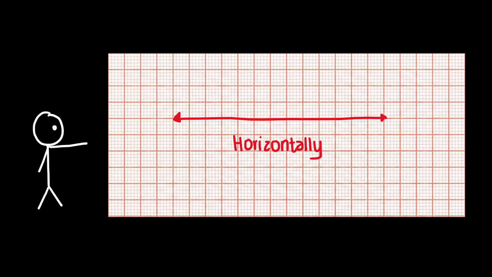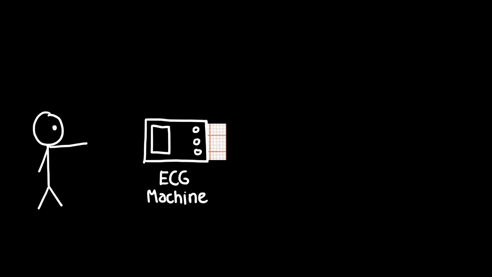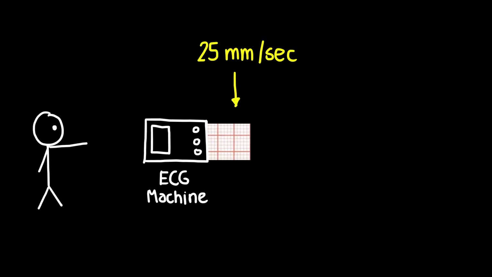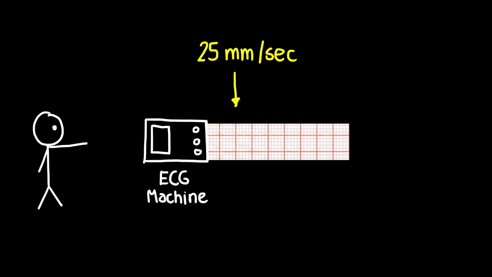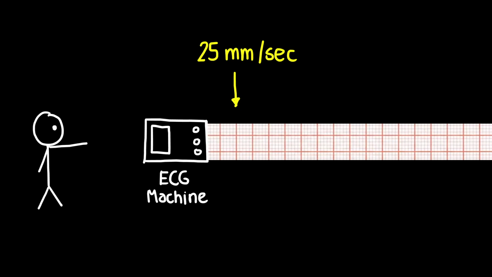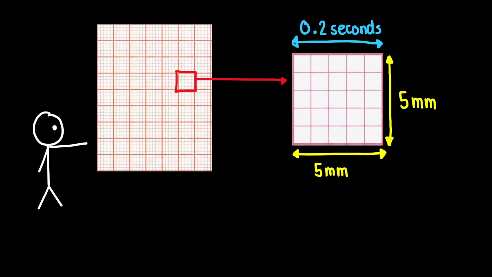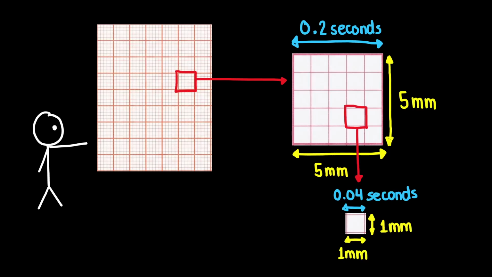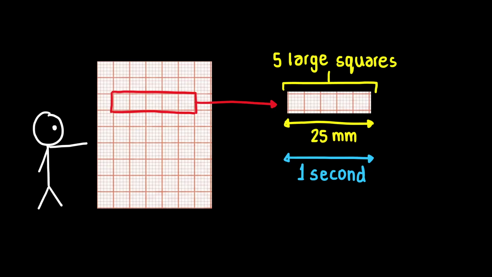Let's first read the paper horizontally. The ECG paper doesn't sit still inside the ECG machine. It moves. It rolls under the stylus at a fixed speed. The standard speed is 25 millimeters per second, which means that every millimeter of paper that passes represents a fixed amount of time. So, one large square equals 0.2 seconds. And one small square equals 0.04 seconds. And this is only measured horizontally. If you want to add more, 5 large squares give us 1 full second.